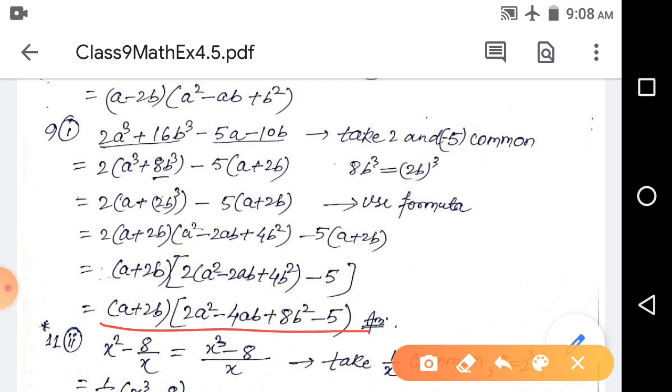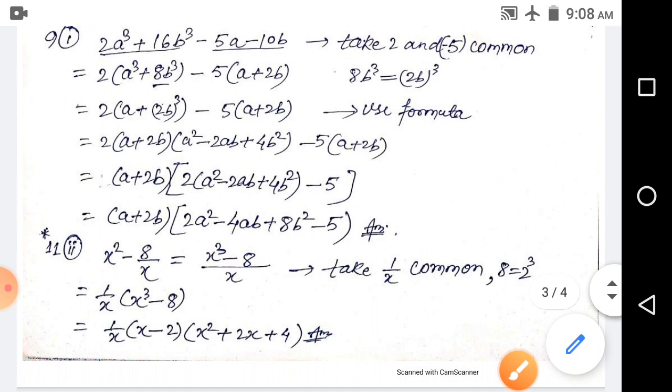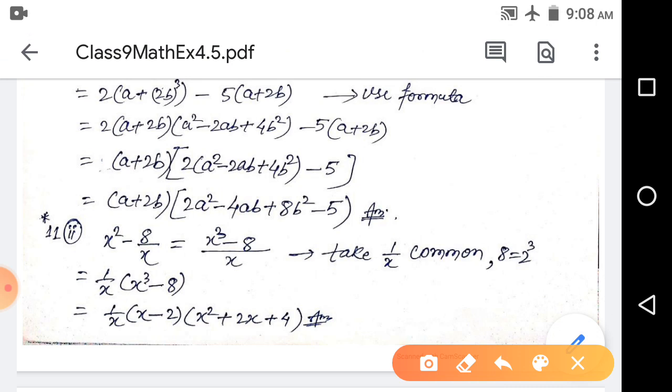This is the answer. Now go to the next question, not next, it is 11 bit 1, because question number 10 you can solve by seeing the next solutions. That means I have not explained here the solution of question number 10. This is only because I want you to try and solve this. See, question number 11 bit 1, it is marked important here.